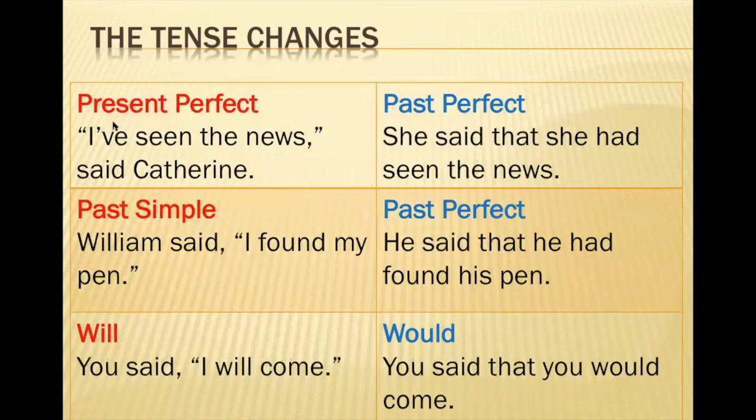If the sentence is using present perfect in it, like, "I've seen the news," said Catherine. Now, present perfect should be changed into past perfect for the reported speech. So it will be like, she said that she had seen the news. Okay, have seen becomes had seen. Also, the pronoun is changed there, right? From I to she.